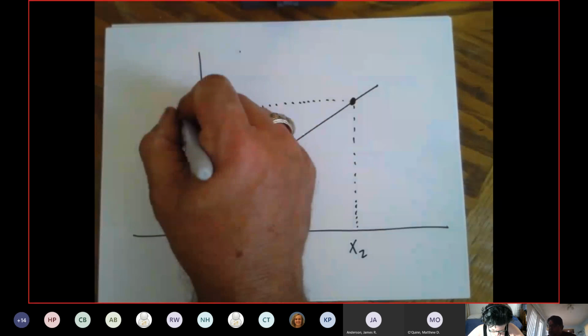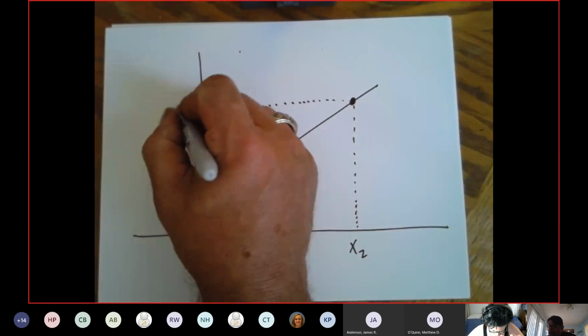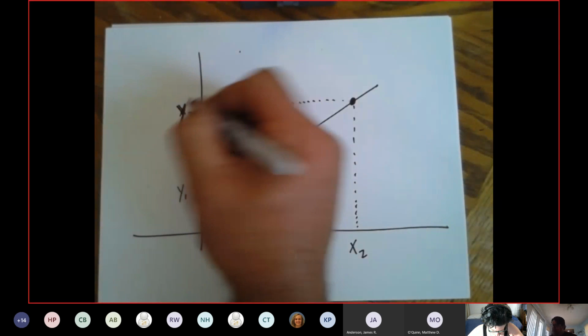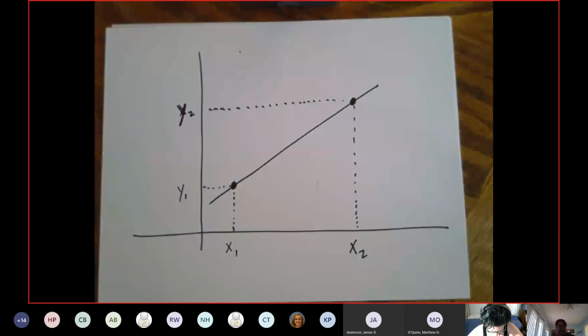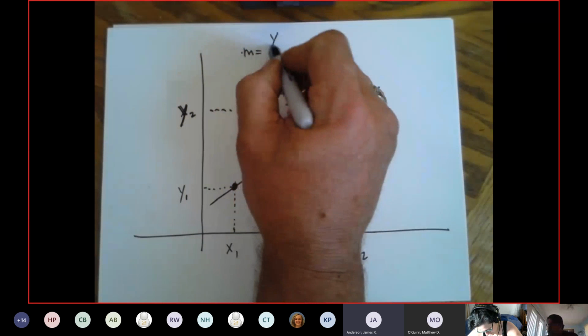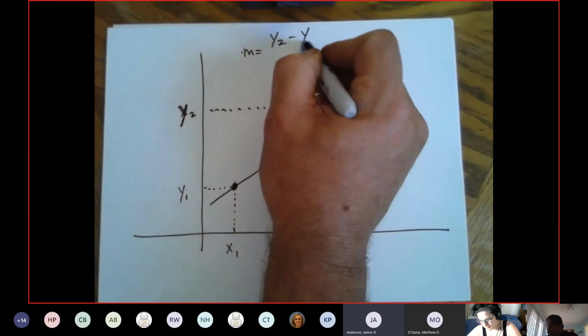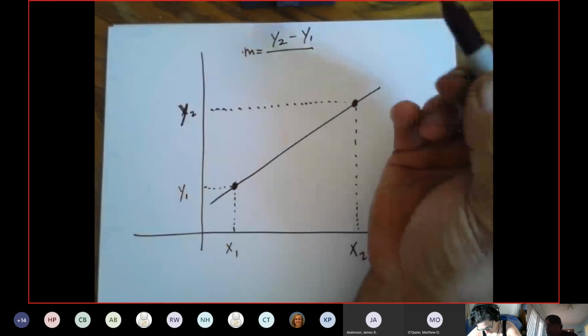And this is x sub 1, y sub 2, sorry. All right, somebody tell me what the slope of that line is. Y sub 2 minus y sub 1 over x sub 2 minus x sub 1. You are on the ball. You are a winner.